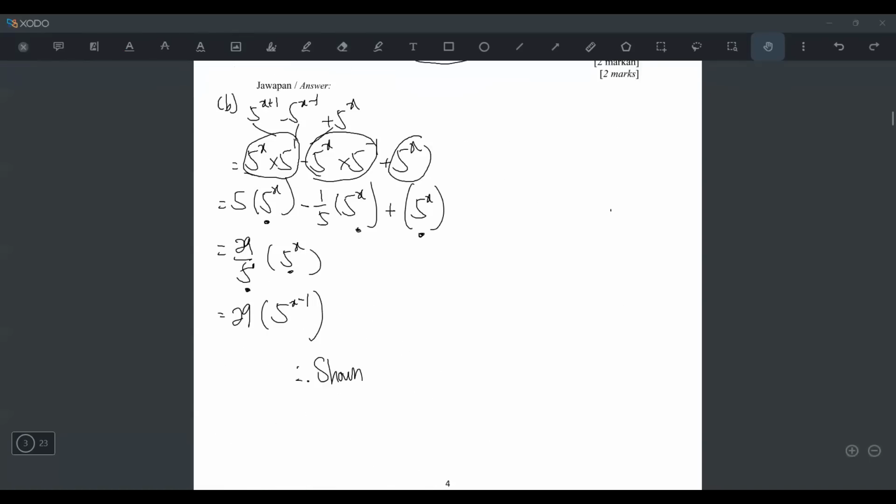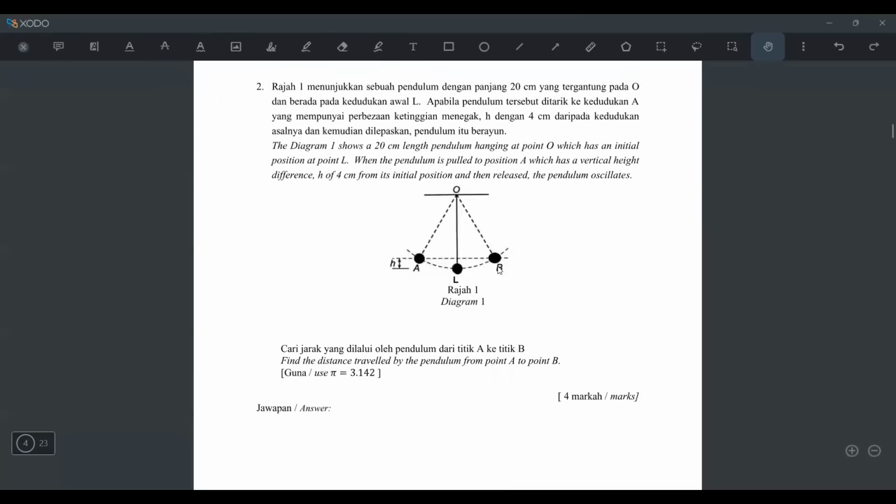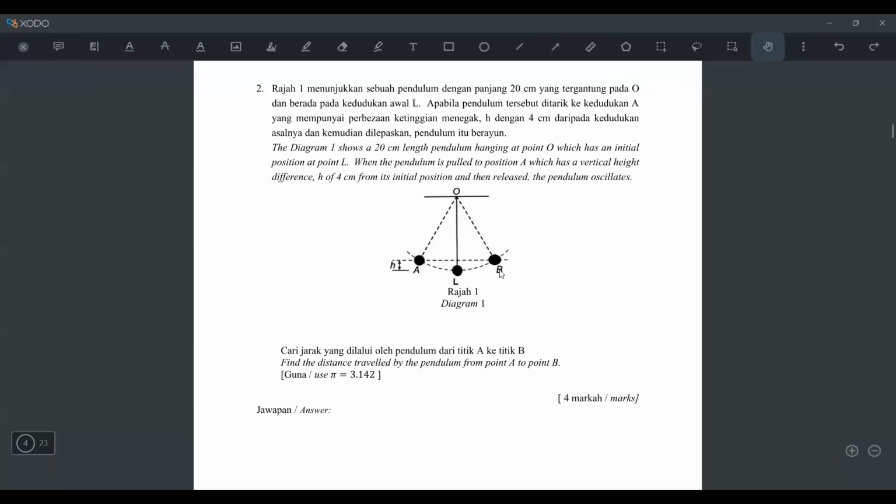Okay, wait, let me just check quickly with the answer scheme. Okay, yes. Okay, let me just take my calculator for question 2. All right, wait. Okay, so I'm back. Let's continue with question 2, okay?